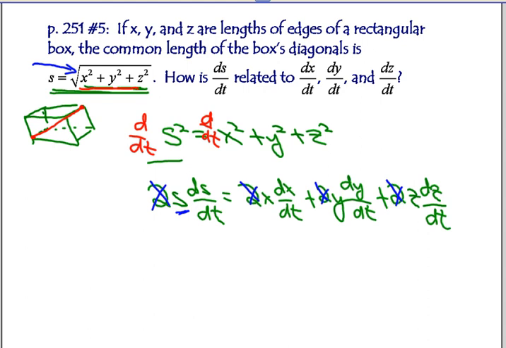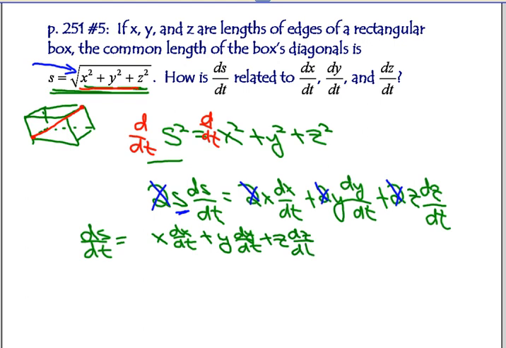So ds/dt is going to equal x dx/dt plus y dy/dt plus z dz/dt, all divided by s.